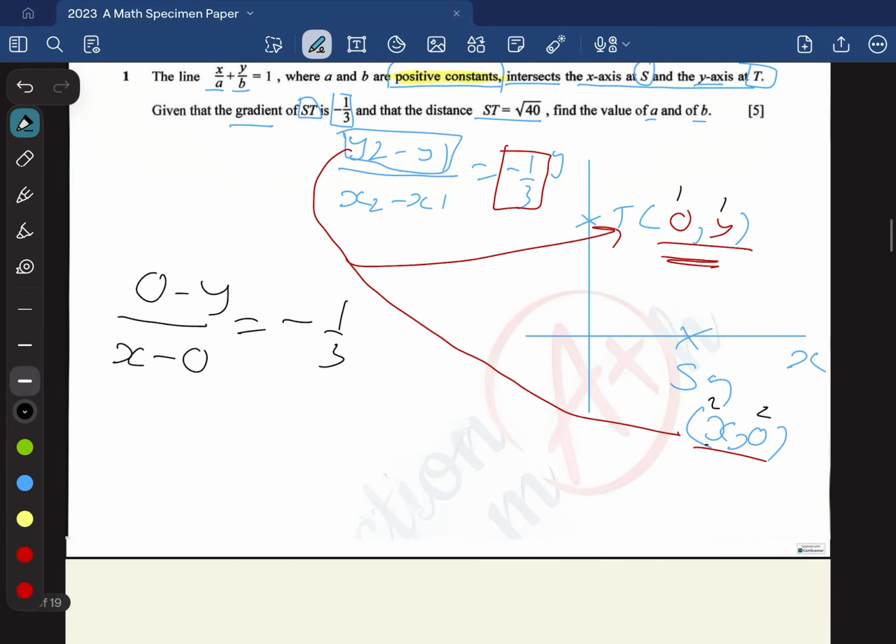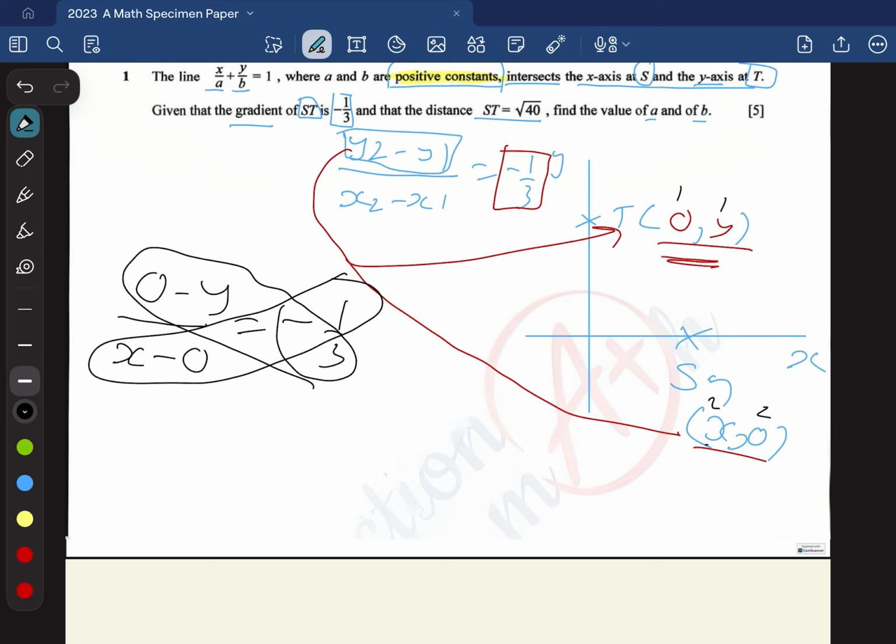Okay, so for this one, let's cross multiply. So I'm gonna bring this entire thing and multiply it with this thing, whatever it is. So it's gonna be 3 times 0 is 0, so negative 3y, negative y minus negative 3 is positive 3y equals to x. Okay, this one, positive 3y equals to x.